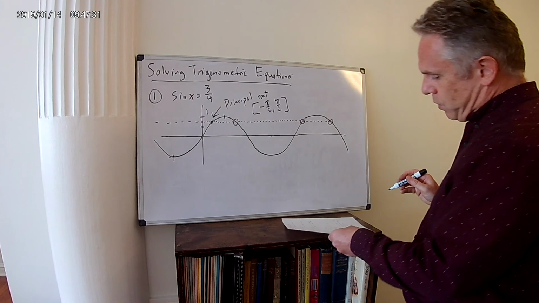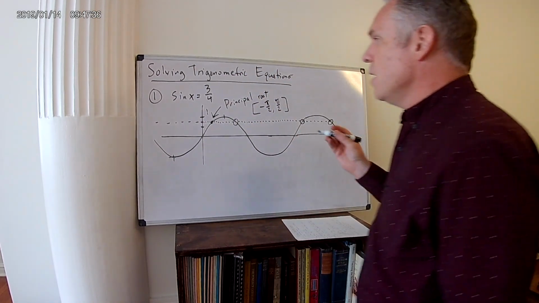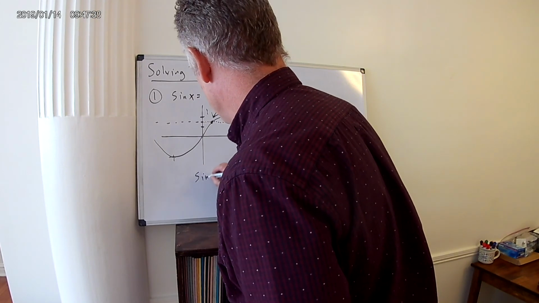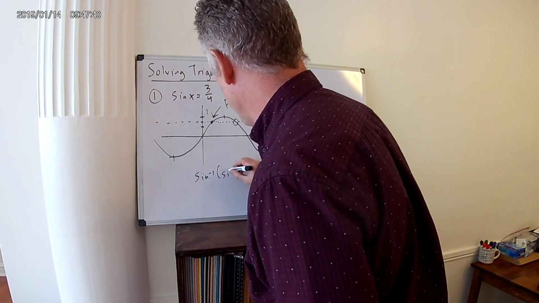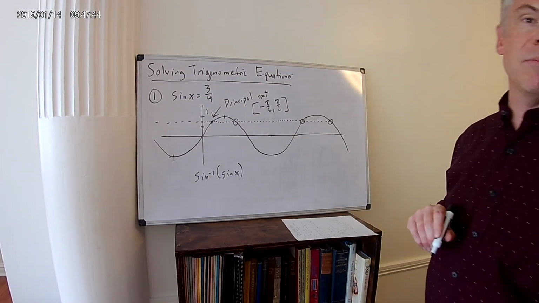How do we solve this equation? Well, the answer is we're going to take the inverse sine of both sides. So I'll take the inverse sine of x. I can do anything I want to an equation as long as I do the same thing to both sides.